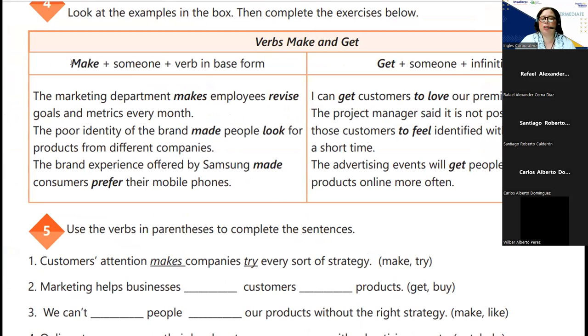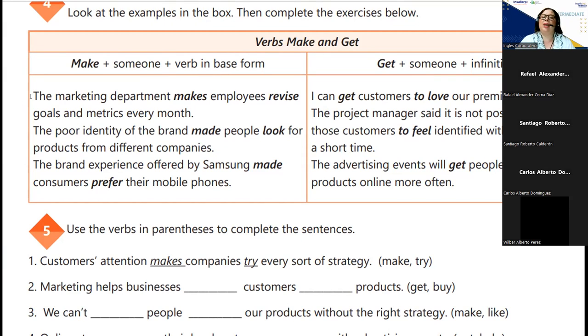Let's look at the first structure. Make plus someone or the object plus verb in base form. And we have the verb get plus someone plus the infinitive. With get, we use the infinitive with the particle to. With make, we don't use to. We use just the verb in the base form.